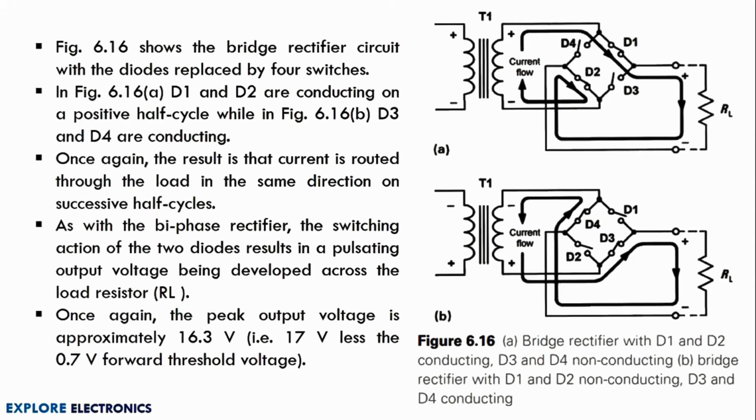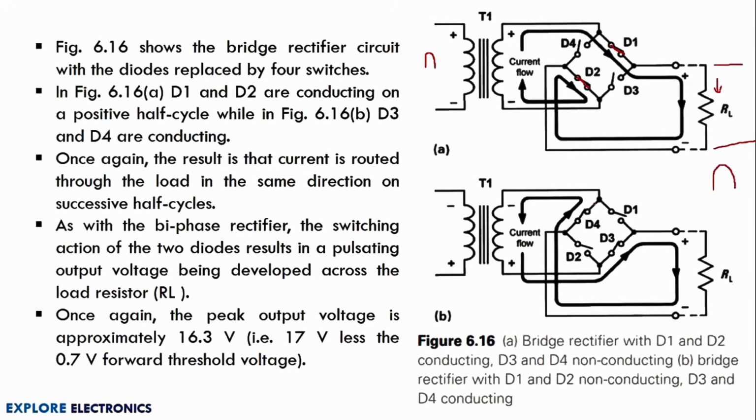Here you can observe that when the positive half cycle of the input is given, D1 and D2 are forward biased, acting as a closed switch. The current direction is shown here through D1, then through RL, and then it flows through D2, completing the circuit. The current flowing through RL is in this direction. The output can be measured across RL, and the output will be in this manner.